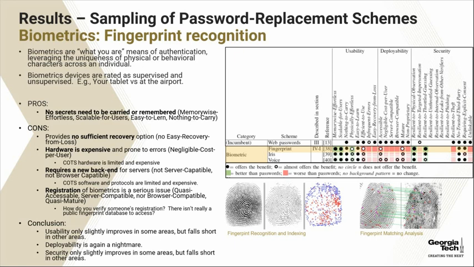to identify you. The pros to biometrics is there's no secret needed. You don't need to remember anything. You don't need to carry anything. It's just right there. It's on you at all times, provided you have a finger. Now, the difficulty is there's really no suitable recovery option, right? If you can't authenticate for whatever reason, how do you recover your authentication? You can't. And hardware is quite expensive and still even prone to human errors.